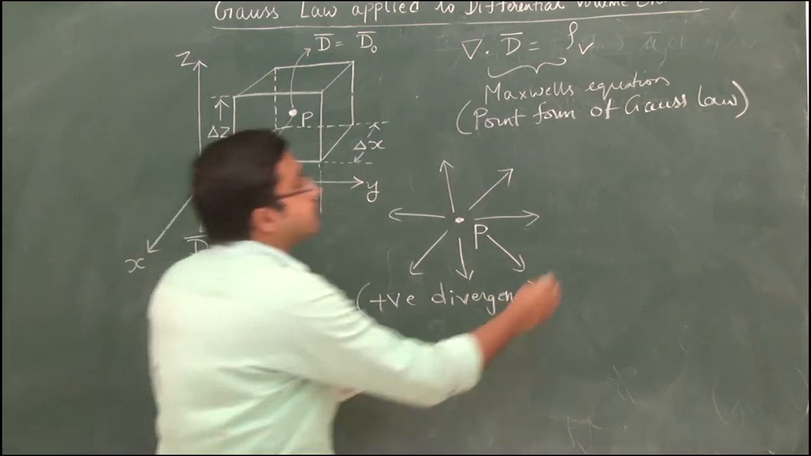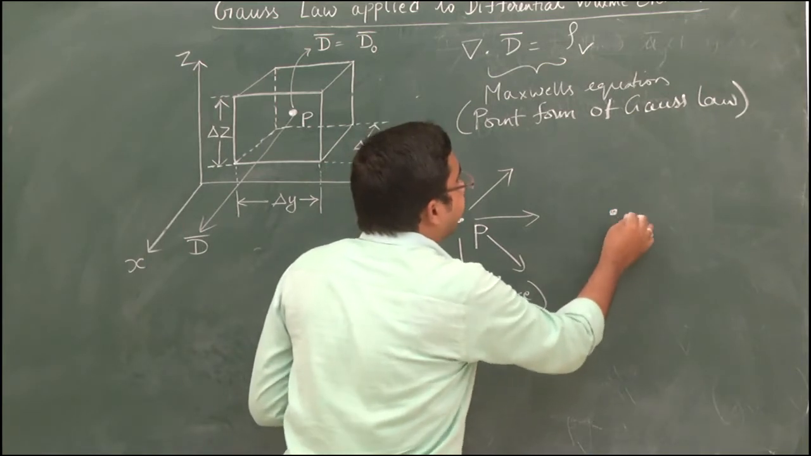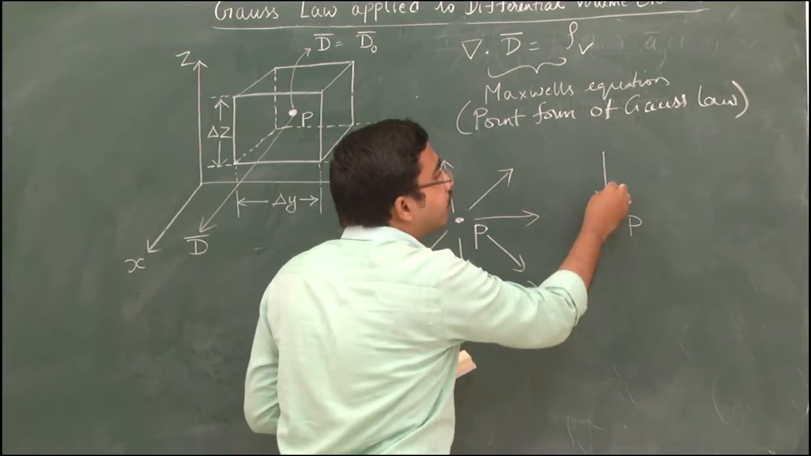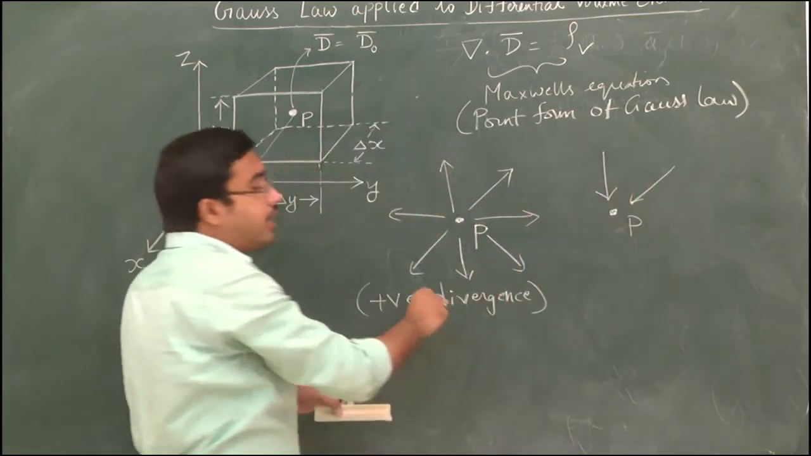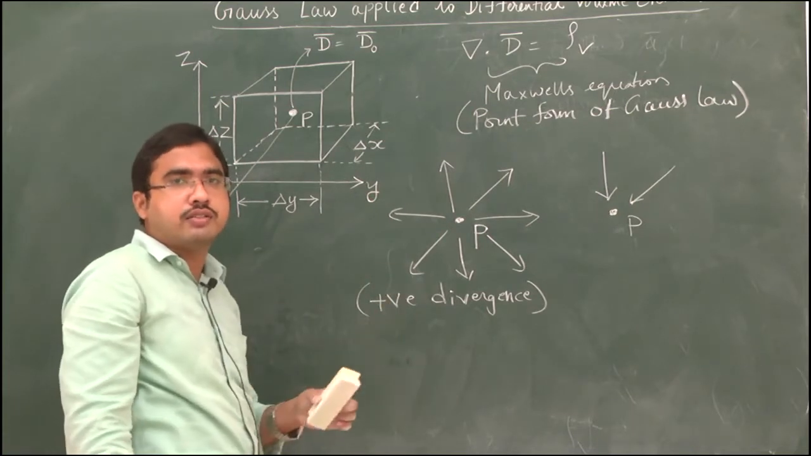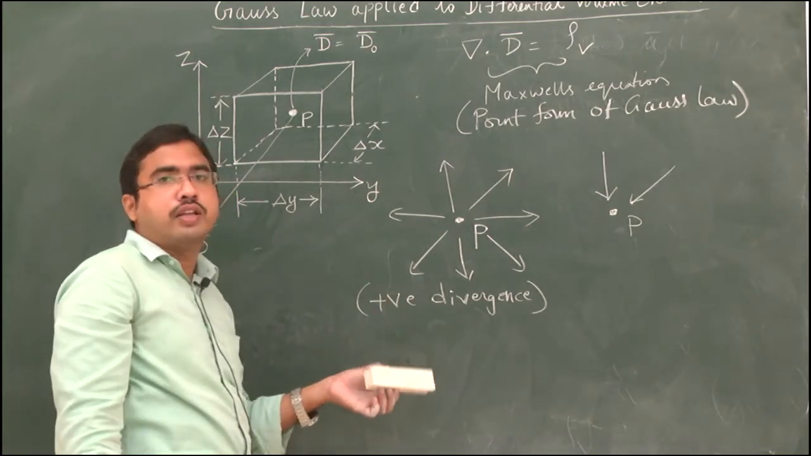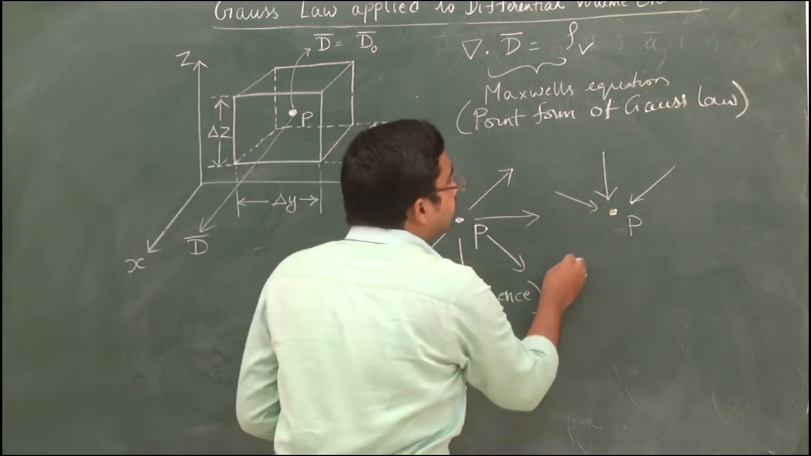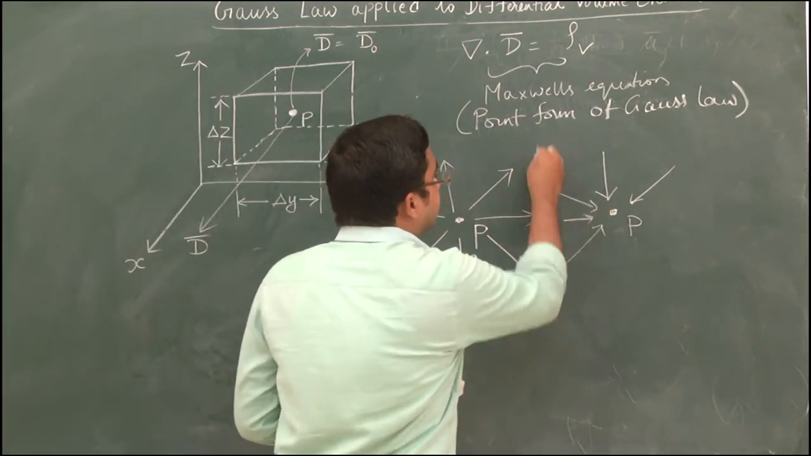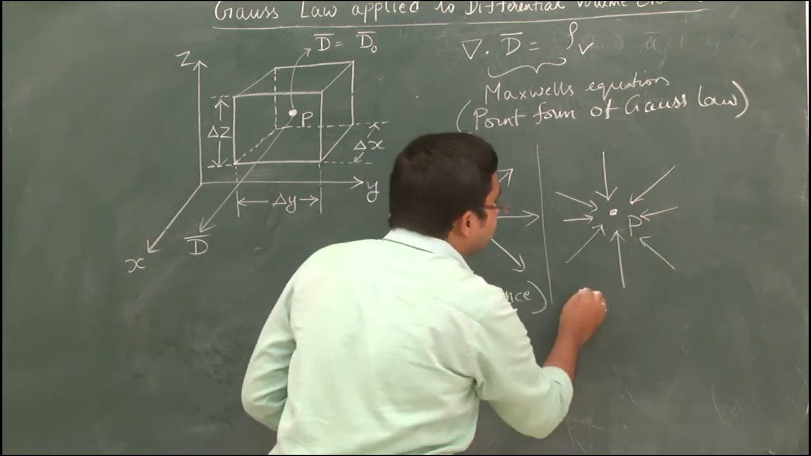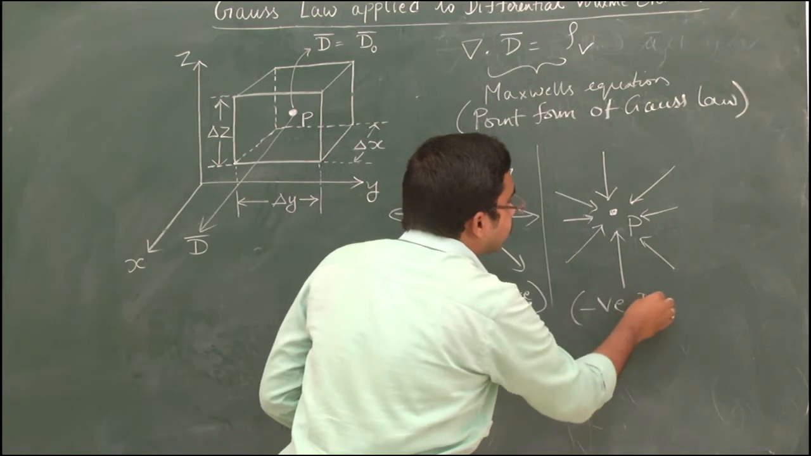So now suppose at this point P, the flux lines are coming, the inward flow of the flux lines. Positive divergence means the outward flow of the flux lines from a closed surface or closed volume when the volume shrinks to zero. The inward flow can be treated as negative divergence.